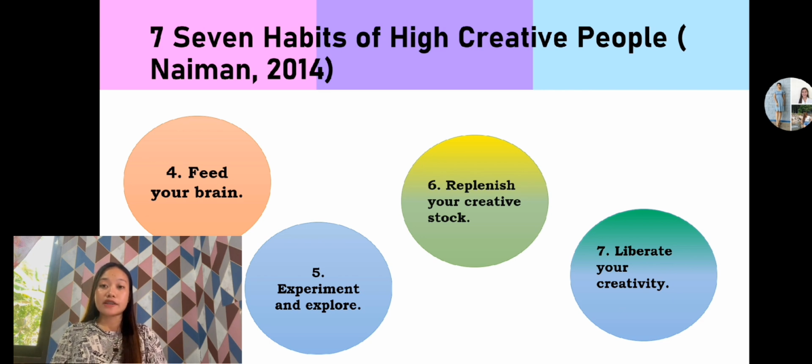So the number 7 is liberate your creativity. In general, creativity takes on many forms in business, art, design, education, and science. When you express your creativity in these domains, you have the ability to make your life-long work of art.